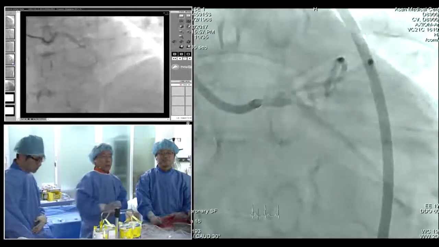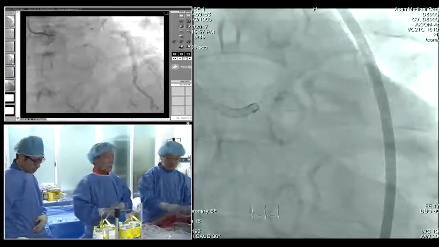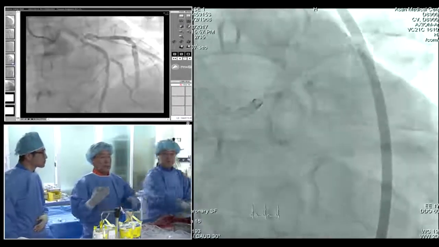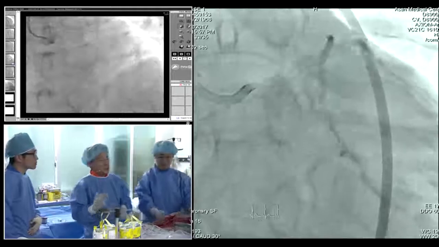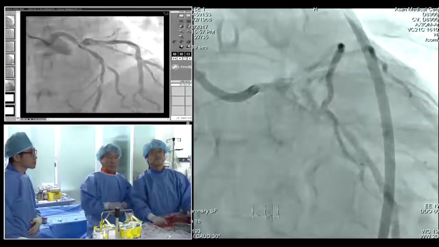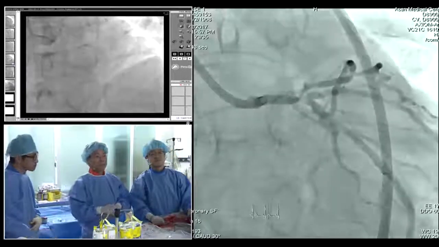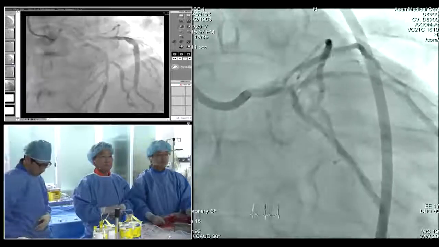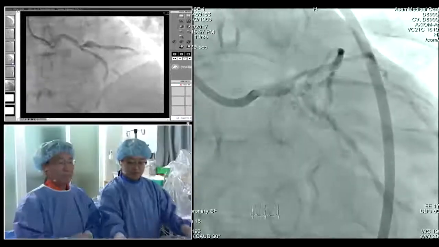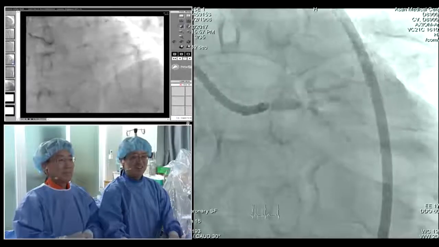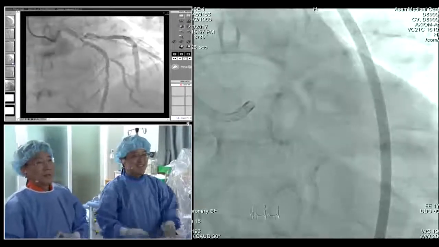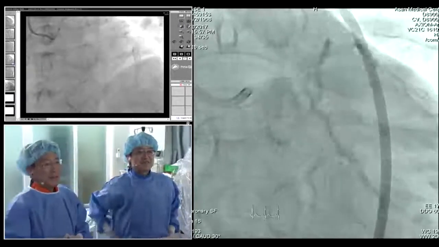So, Dr. Lee, what would you do? Would you discuss strategic concerns? I think this is a very tough left main trifurcation, a true trifurcation, with mid-LAD bifurcation involvement and a long lesion. Yeah, right. So Dr. Matthew?